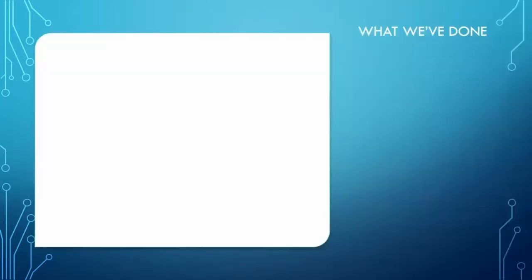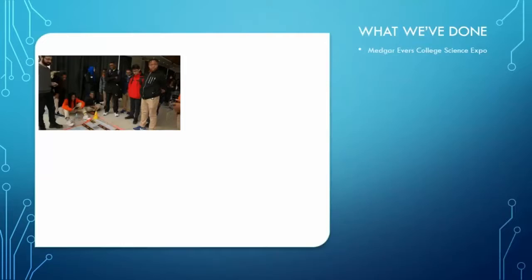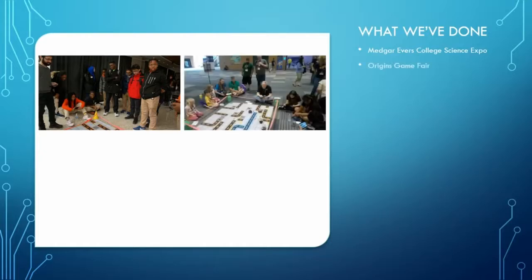So what have we done with this project already? Well, we've taken it to Medgar Evers College at the Science Expo, and you can see some students very interested and engaged there. We've also taken it to the Origins Game Fair in Columbus, Ohio, and this was a board game convention, but I would imagine it's pretty obvious that there is a pretty big overlap in the Venn diagram of people who are board game nerds and tech nerds or robot nerds. So there's a pretty good overlap there. And so this is a good way to reach those people and engage them in a project that they might not otherwise be interested in.